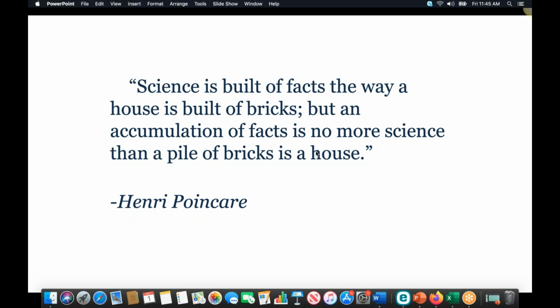So I'll read it to you real quick and I'll tell you what I think it means, although it might mean something different to you, and that's okay. It says, science is built of facts the way a house is built of bricks, but an accumulation of facts is no more science than a pile of bricks is a house. And so what's that mean, right?